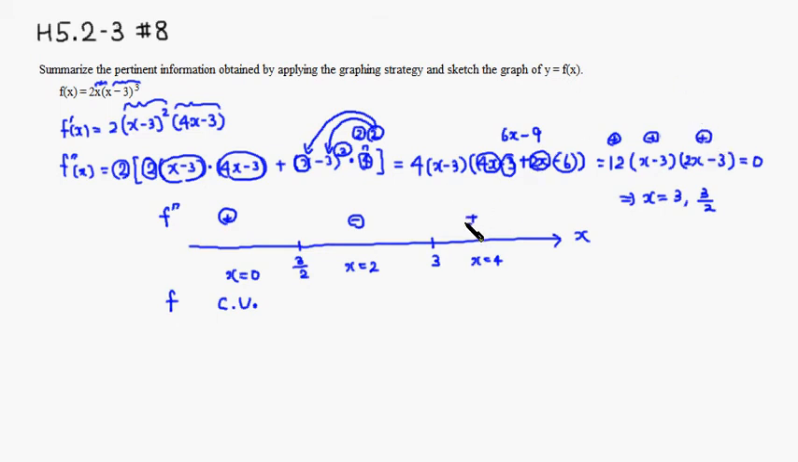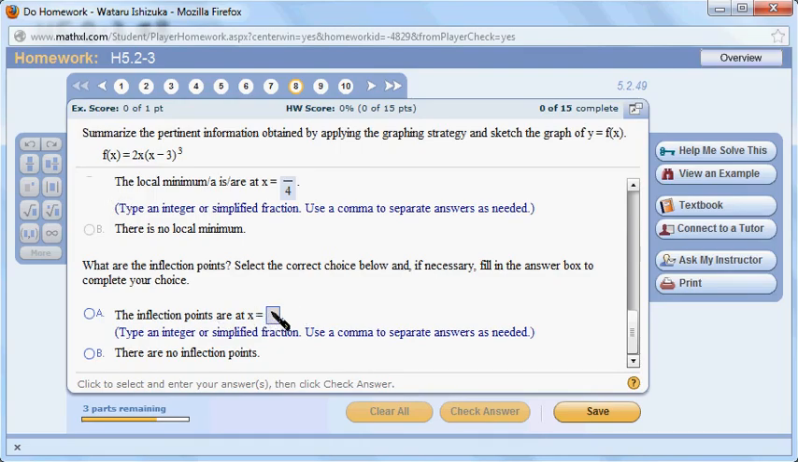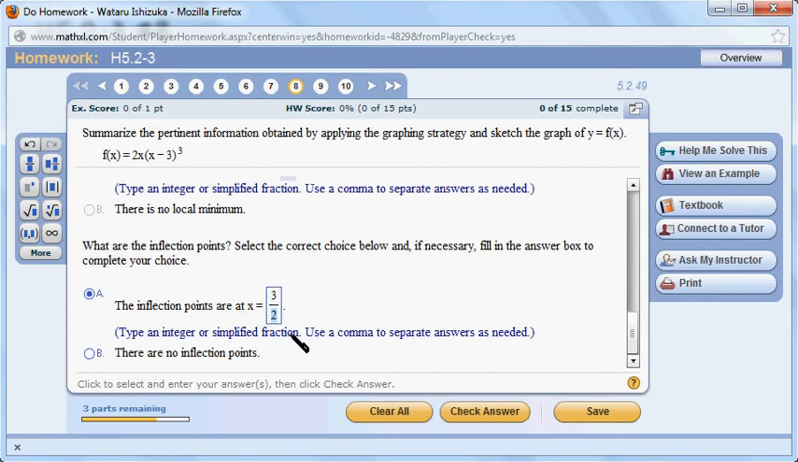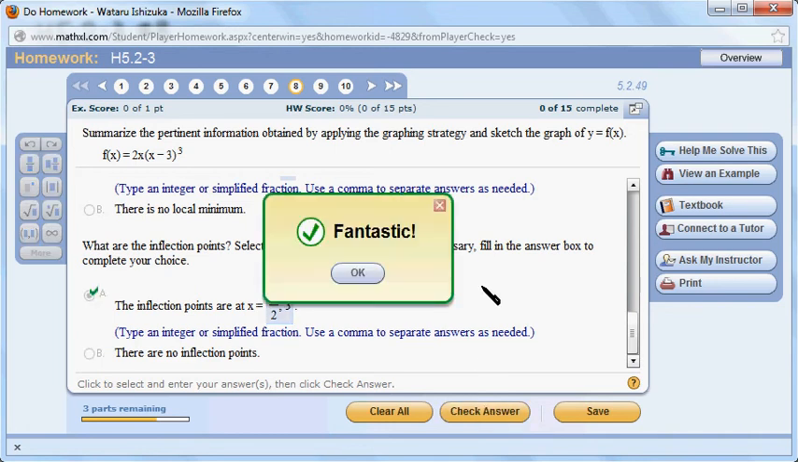So you have a positive sign here, which means that you have a concave downward here, and a concave upward here. So we have a concavity change. We know that there's going to be an inflection point at 3 halves, and also at x equals 3, there's an inflection point. So let's go back and type it in. The inflection points are at 3 halves and at 3. Check the answer. Got that.